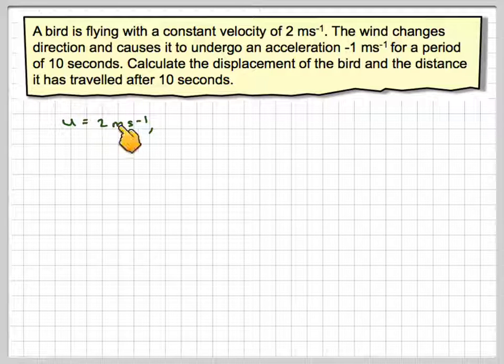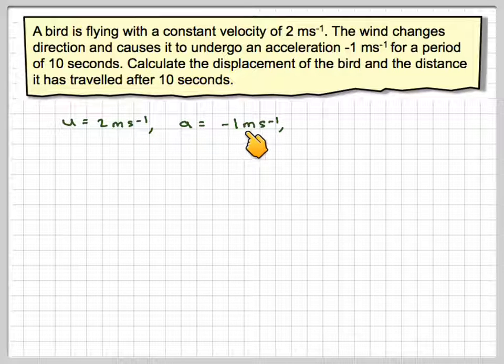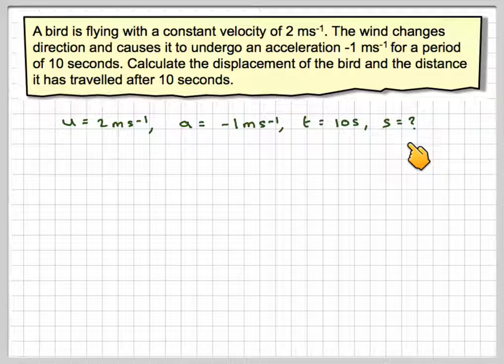So if we let u be equal to 2 meters per second, because the initial velocity is that, a is -1 meters per second squared, so it's acting against that velocity. t, it acts for 10 seconds, and we want to find the displacement.